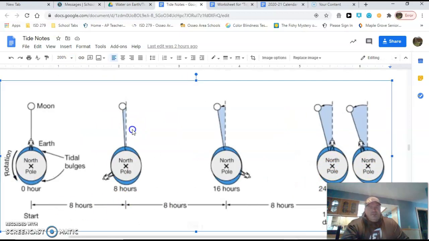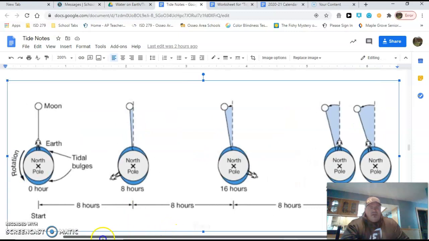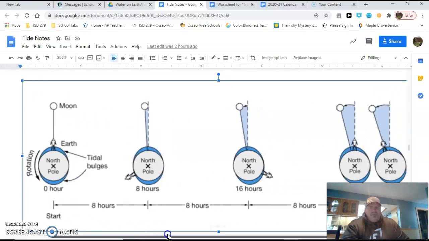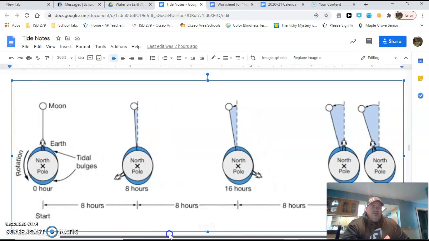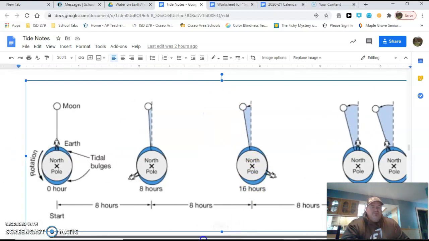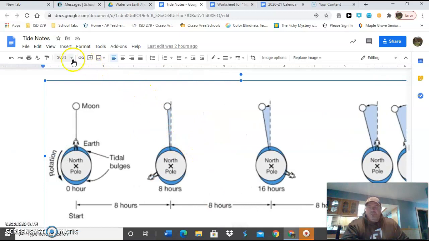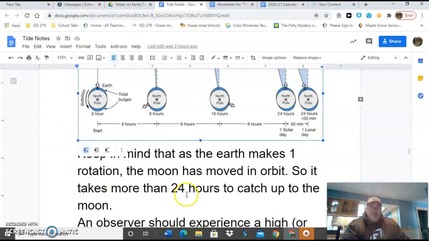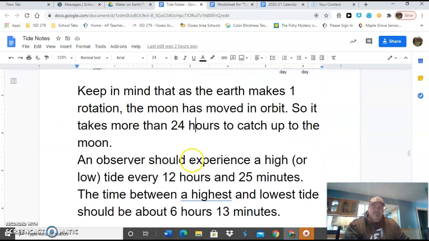So hopefully that concept makes sense, so that we have the idea that it's not just 24 hours because the moon is moving. And remember, the tidal bulge is always going to be facing either the side closest to the moon or furthest away from the moon. So that tidal bulge is moving too. Getting back to there, that's what this writing says.